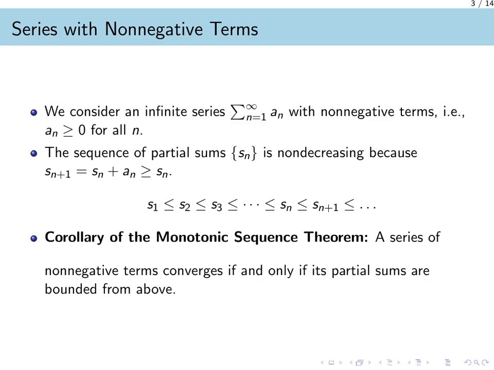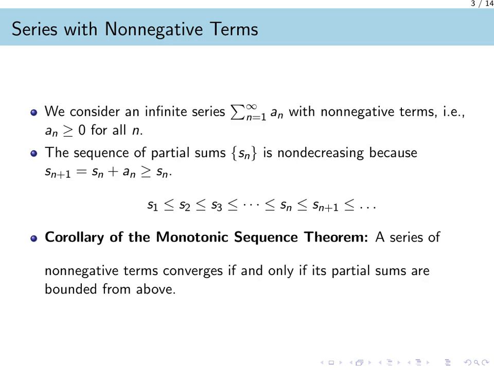We will now focus on a special but very important type of series, one where all of the terms are non-negative. This condition simplifies the question of convergence a great deal. Consider a series where every term a sub n is greater than or equal to 0. The sequence of partial sums, s sub n, is formed by adding these terms one by one. Since we are always adding a non-negative value, each partial sum must be greater than or equal to the one before it. This means the sequence of partial sums is non-decreasing.